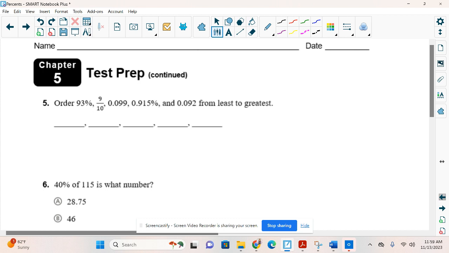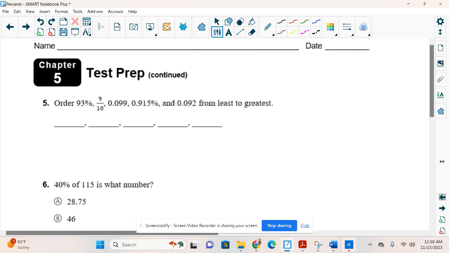Here we have another put in order from least to greatest. We've already talked about this a little bit, but do you see how I have all 3 forms in this problem? And number 5. Can I compare these like this? No. What am I going to need to do? Either put it in a fraction, or a decimal, or a percent.